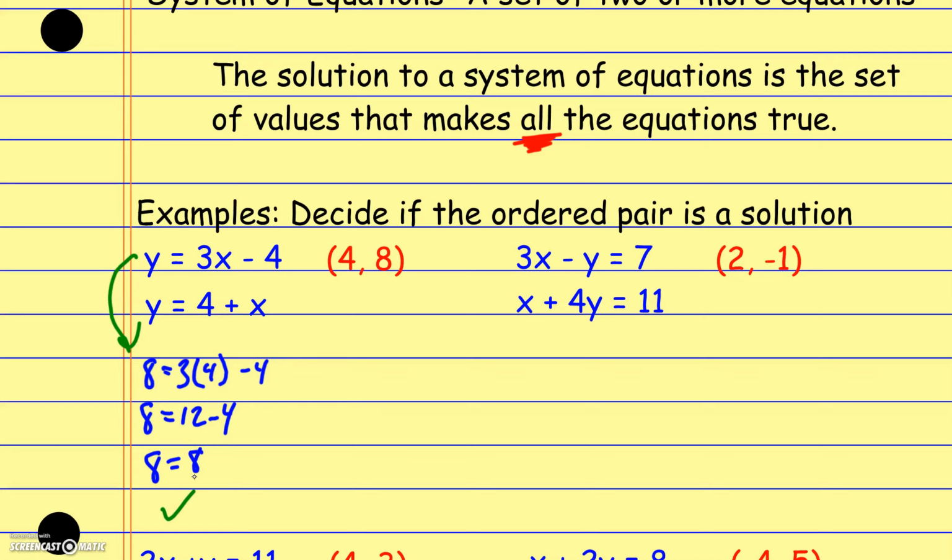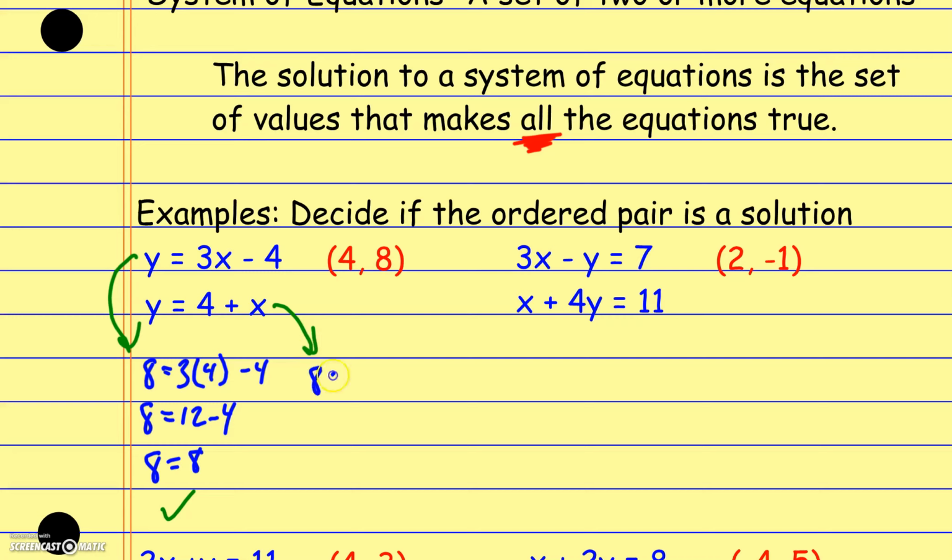So then I might ask the question, well, is that ordered pair (4, 8) a solution to the system? And the answer is I don't know yet. I don't know because, yeah, it worked for one of the equations, but for it to be a solution to the system, it has to work for all of the equations. So I have to plug it into this one as well. I don't know until I plug it into both equations.